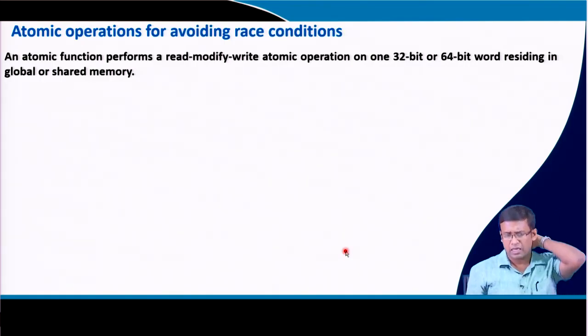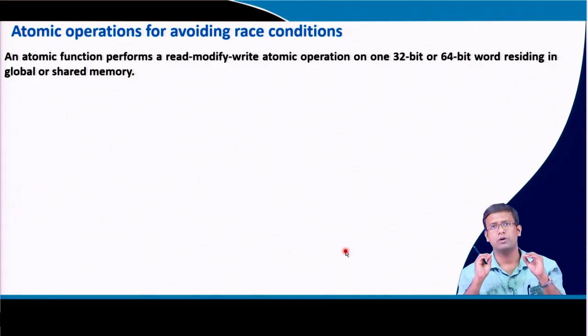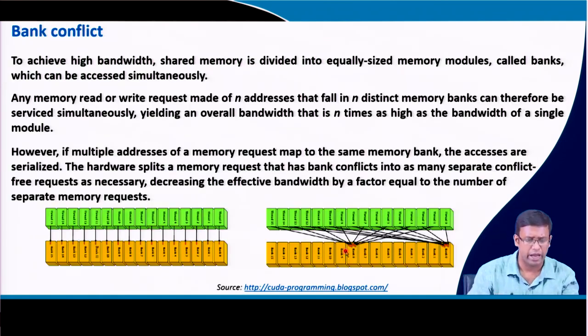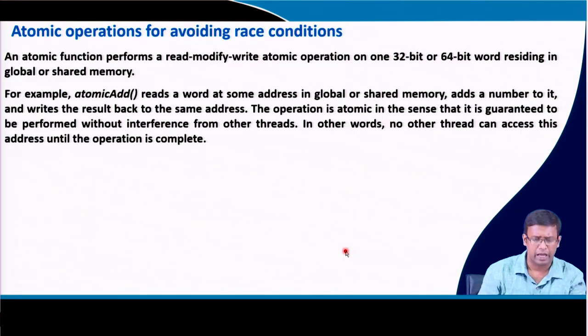In case many threads are trying to read, modify, and write the same variable, which is often done, one variable is being updated by many threads, and this is done through atomic operations. Atomic add reads a word at some address in global or shared memory, adds a number to it, and writes the result back to the same address. This avoids race conditions and contention.